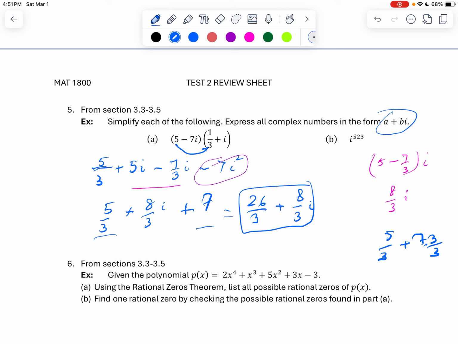So recall. First thing is you should know what I is. What is the value of I?